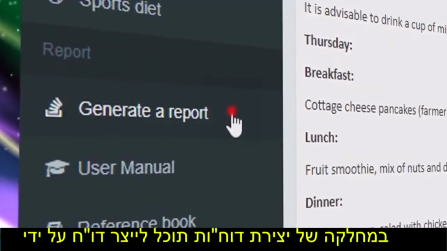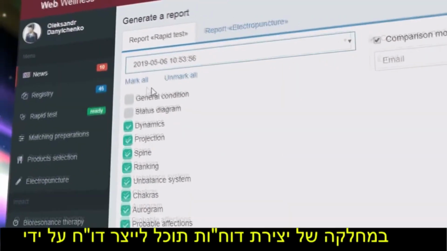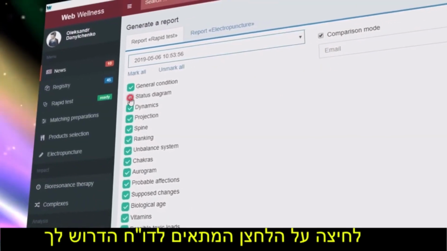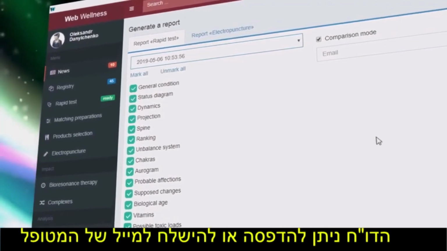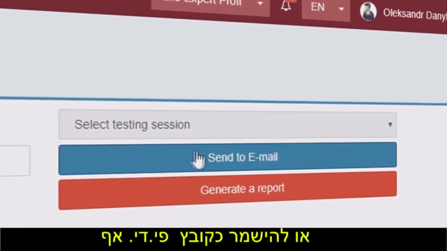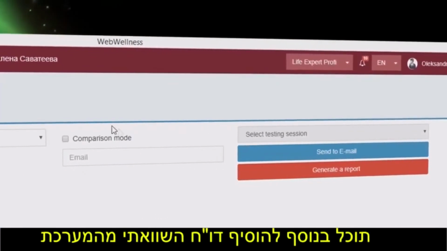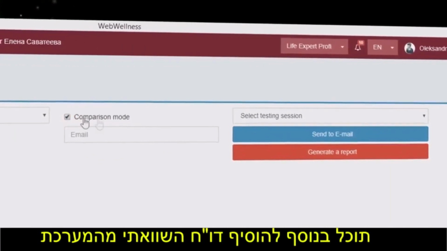In the generating reports section, you can generate a report you need by ticking a desired view. The report can be printed out on a printer, sent to a specified email, or saved as a PDF file. You can add a separate sheet of your conclusion as well as use a comparison mode.